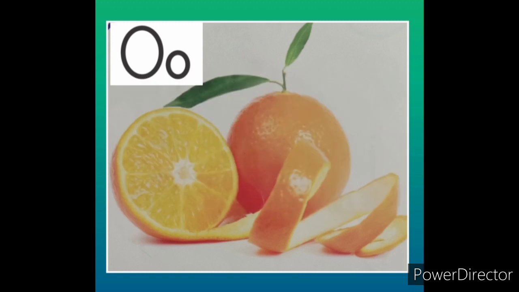O. Capital O, small o, Mama O, baby O. O for orange. So now let's learn a new alphabet, P. Alphabet P. The sound of alphabet P is P.